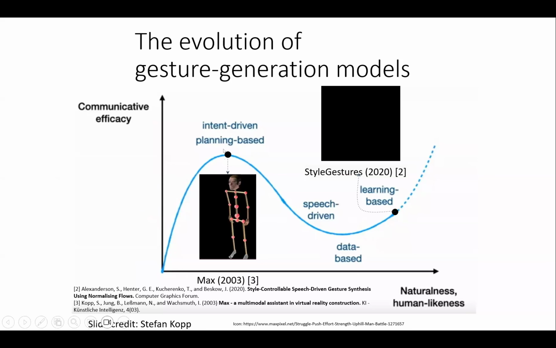Motion quality wasn't great. What we're seeing now is improved motion quality, but probably less meaning. We're seeing a lot of hand waving that's not very meaningful. And then the question is, can we go up this curve, right? We want to push this up so that we have really meaningful gesture that also looks really good.